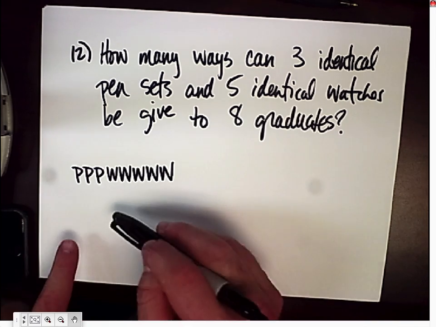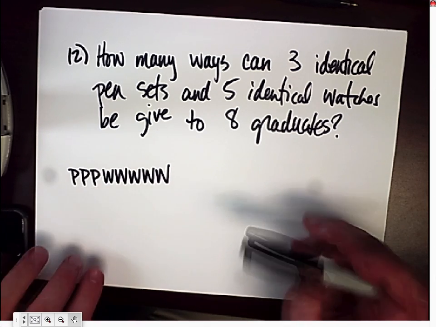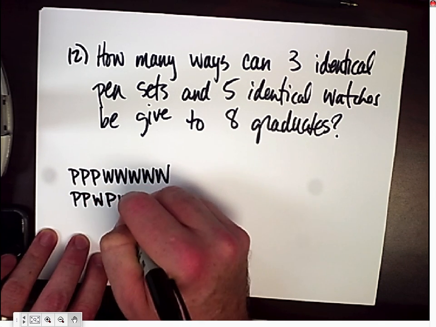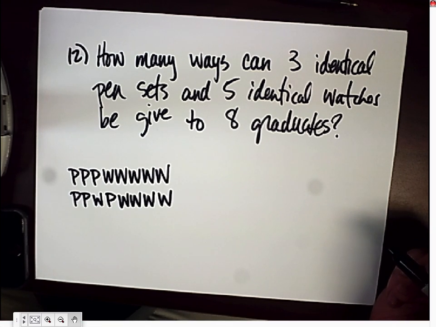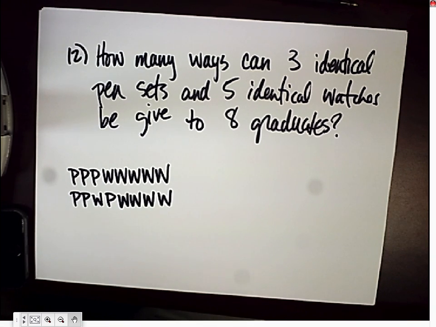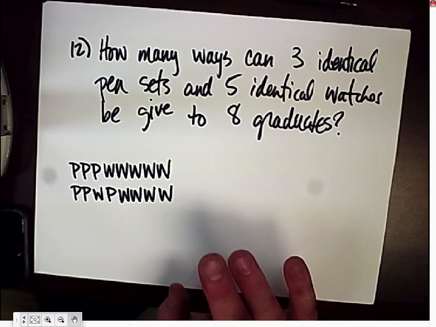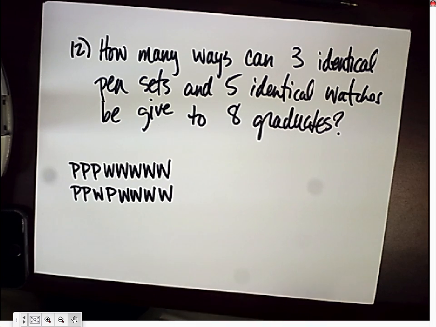Because this one is the first 3 people get a pen and everyone else gets a watch, right? But it could also be pen, pen, watch, pen, watch, watch, watch, watch, right? Now you don't have to write them all out. That's not how this would work. But if I switch these two watches, is that a different outcome? No, because they're identical, right? So it's like the words when you had a repeated letter, right?